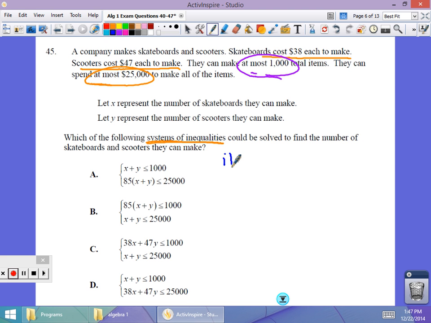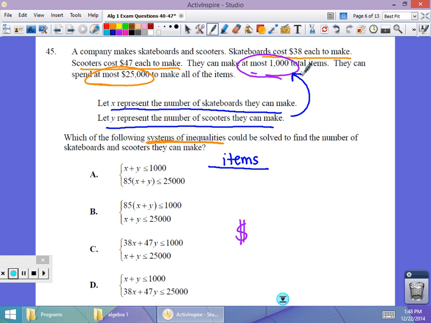We have an items constraint, and we have a money constraint. Let's talk about the items first. We have X representing the number of skateboards and Y representing the number of scooters. We don't know what those numbers are, but we know that the most they can make is 1,000. So this one is just going to be X plus Y. And if it's at most, we know that it needs to be less than or equal to 1,000.